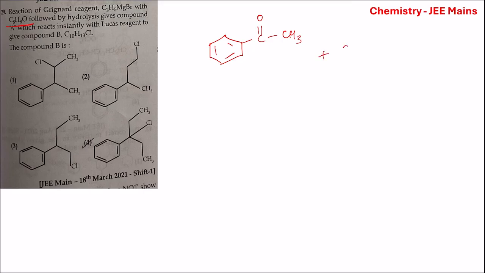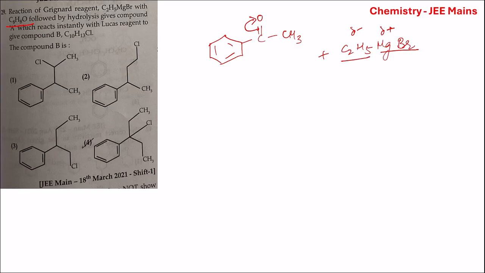The Grignard reagent used is C2H5MgBr. So in the Grignard reagent here, the ethyl group will have delta negative charge and the MgBr part will have delta positive charge. Now here in this carbonyl group, the pi electrons shift towards oxygen because it is more electronegative. MgBr will attack the oxygen and C2H5 will form a bond with the carbonyl carbon.